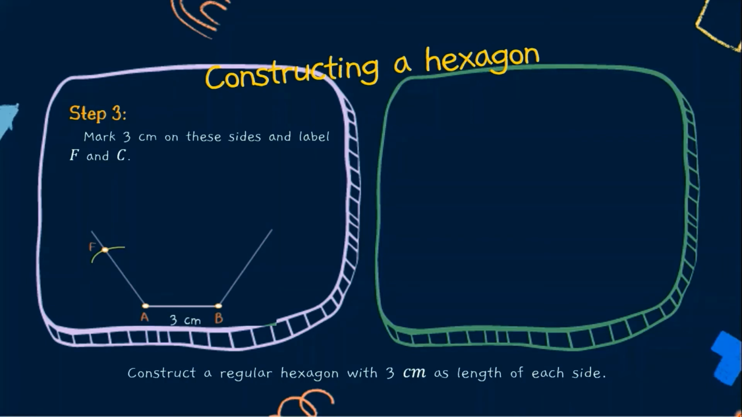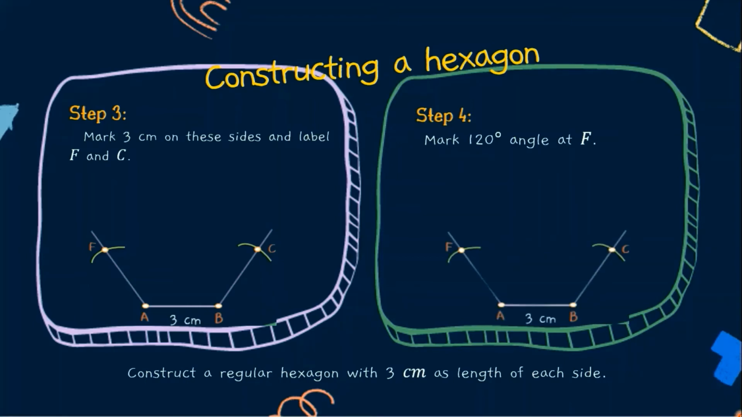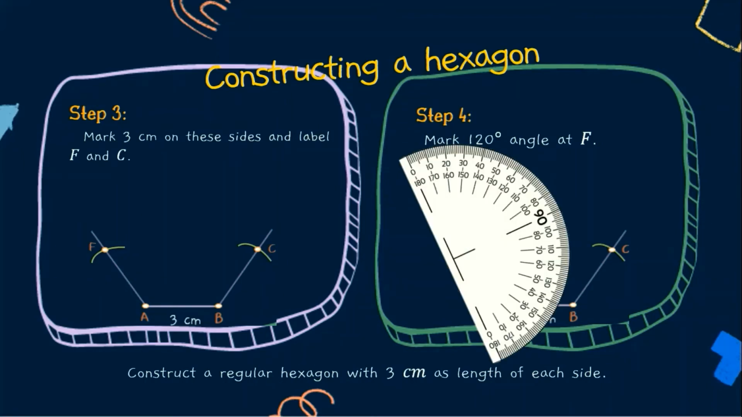Ganon din yung gagawin natin sa kabilang side. Using the same width ng ating compass, 3 cm. Yung pointy tip ay nandito sa point B. Then draw an arc. Yung ating point of intersection, label it as point C. For step 4, mark 120 degrees angle at F. So from this last construction from step 3, kuha tayo ng protractor. Yung ating center ng ating protractor ay dapat na nakatapat sa point F. So, from 0, hanapin natin yung 120 degrees and then draw a line.